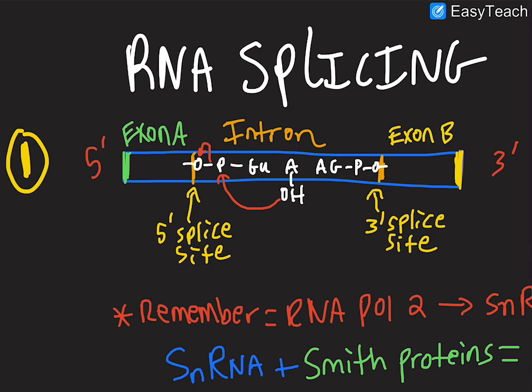What happens is, in the middle of this intron, we're going to have an adenine with an OH group attached to it. Then we're going to have a GU here and an AG here. So we have a GU, guanine uracil, here and an adenine guanine here on the sides of the adenine.